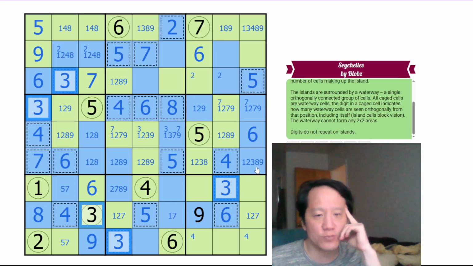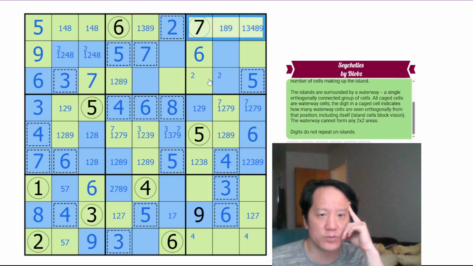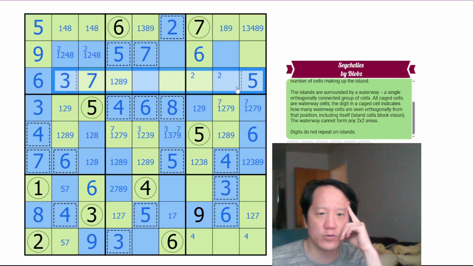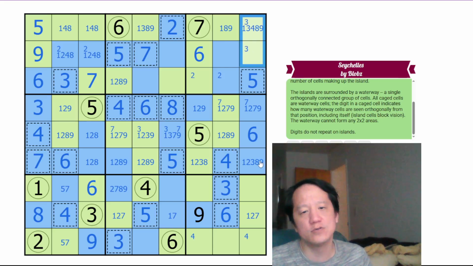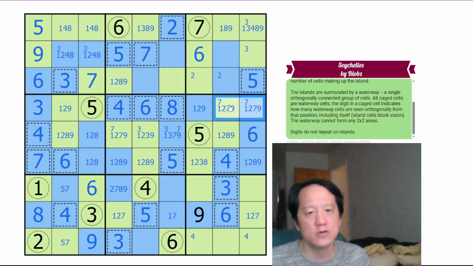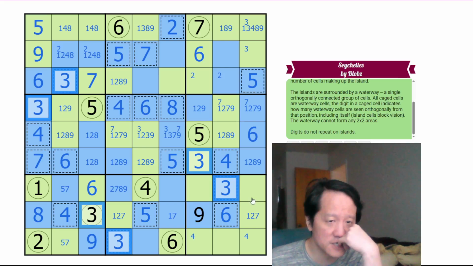Where is 3 in box 3? Can't be here because of 3 in the row. Can't be here because of 3 in the column. Therefore, it's one of these two, which means this can't be 3 here. Where is 3 in box 6 then? It has to be there. Okay.